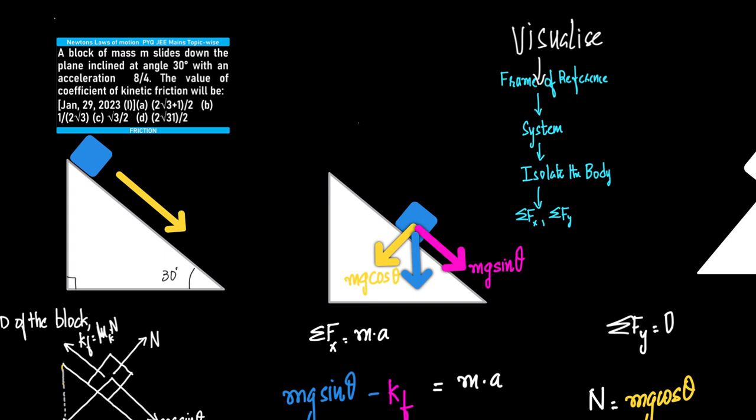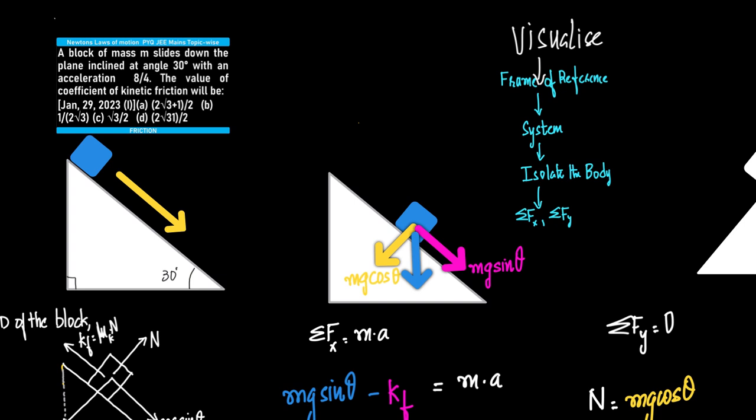So, the flow chart, as usual, to assume this problem: we visualize the concept, the question. We will set the frame of reference, identify the system, isolate the body, and then go for sigma Fx and sigma Fy and find out the unknown. So let us first visualize this. Angle 30 degrees, inclination, a block of mass m is sliding down.